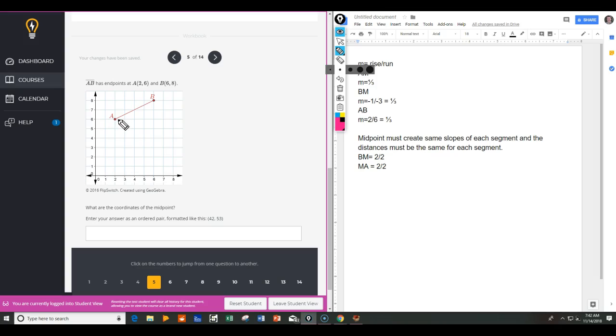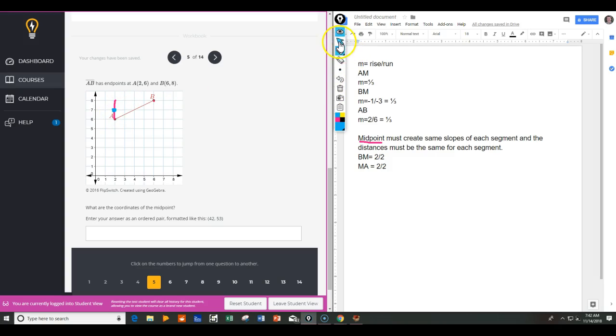So from A to B, I know that they have to create the same slopes for each point. From A to B, they went up 2 units. Now I'm thinking to myself, okay, midpoint. What's the middle of going up 2 units? Well, that would be going up 1 unit. So I ended up right here, which would be the vertical midpoint.